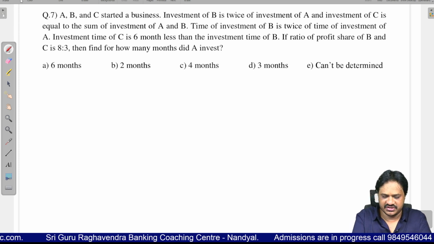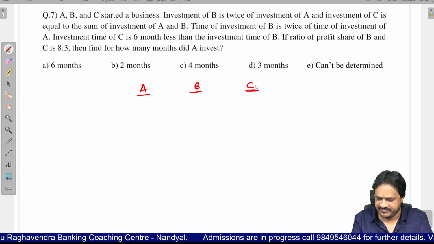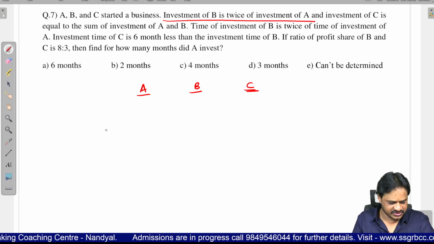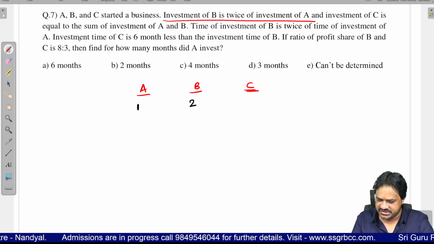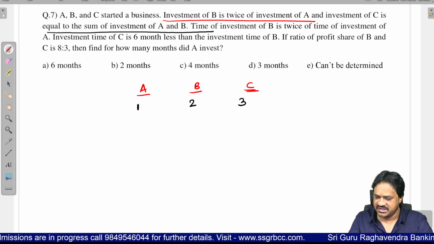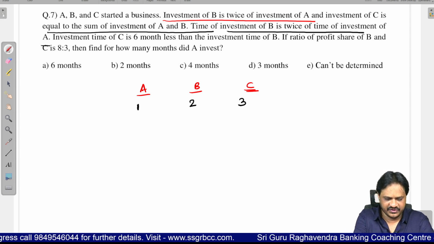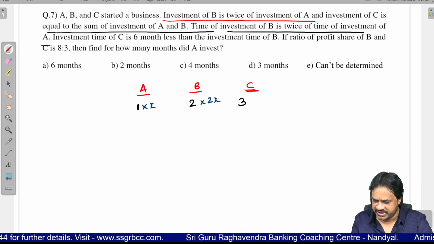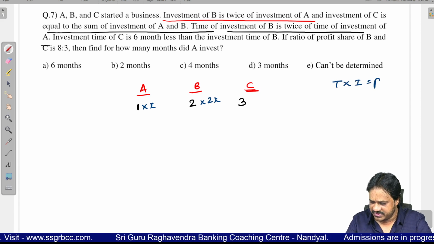See here we are having 3 persons, A, B and C. The investment of B is twice the investment of A. So investment of A is 1 part, investment of B, twice, means 2 parts. The investment of C is equal to the sum of A plus B, that is 3 parts. The time of investment of B is twice the time of investment of A. So if A invested for X months, B invested for 2X months. See, always time period into investment is the profit.